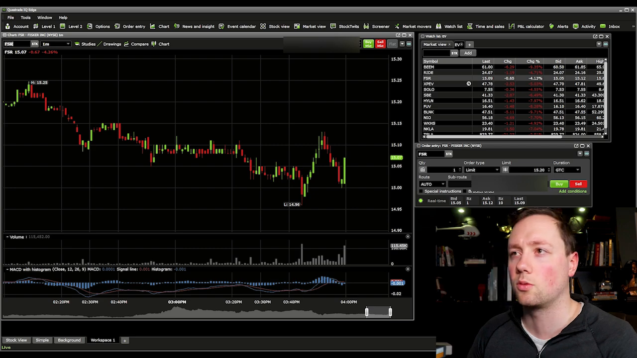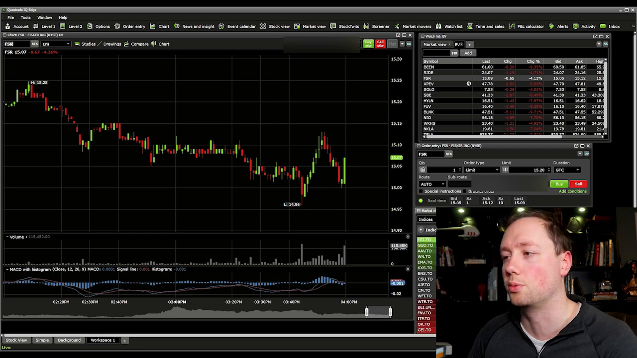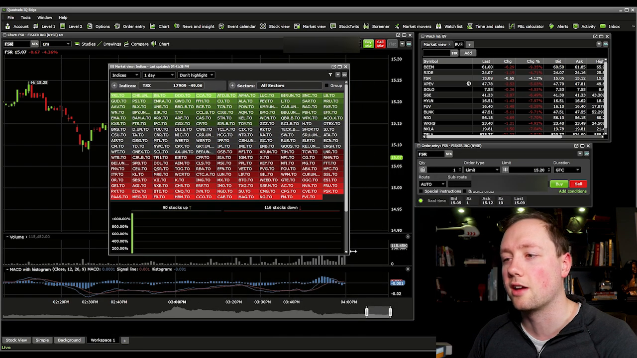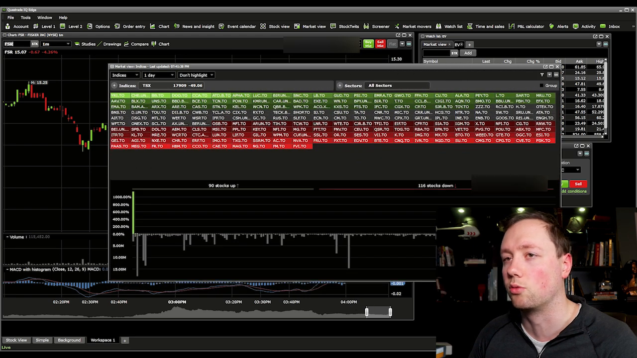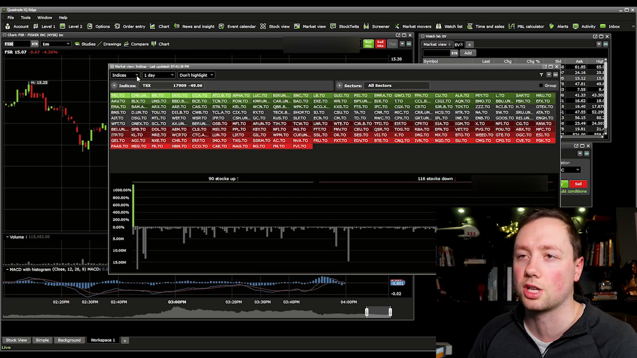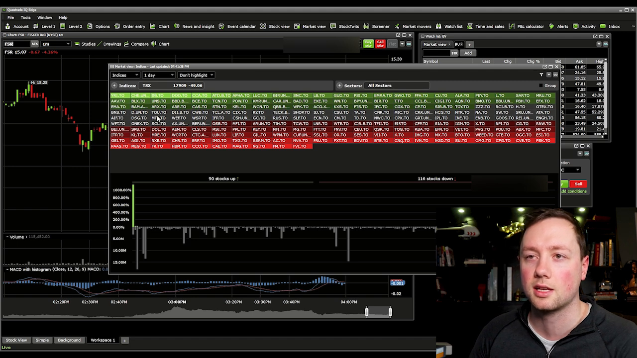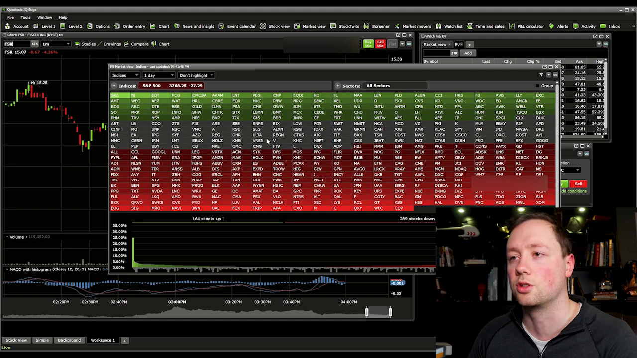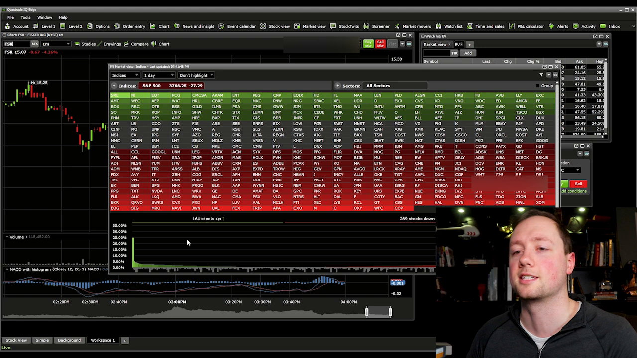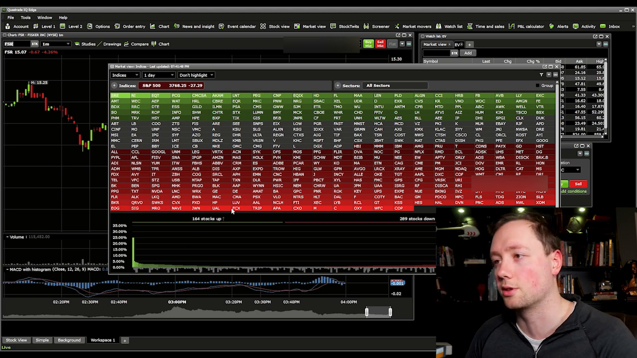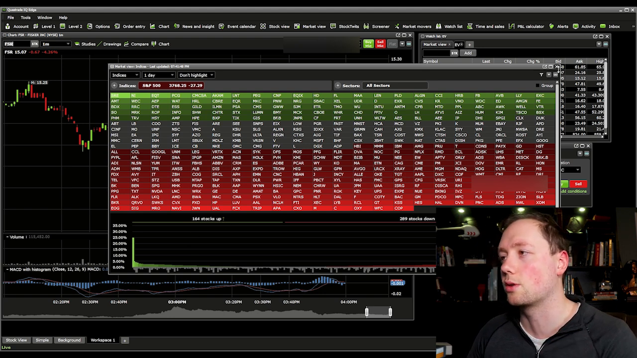Now, the last thing that I want to show you is the market view. If you pull this up, it will basically give you a full rundown and overview of what the market looks like, and you can choose whichever index you'd like. So the TSX, the S&P 500, you can choose whichever one you like, and you can see how the market is doing and how everybody is doing. So really great way to start your day.